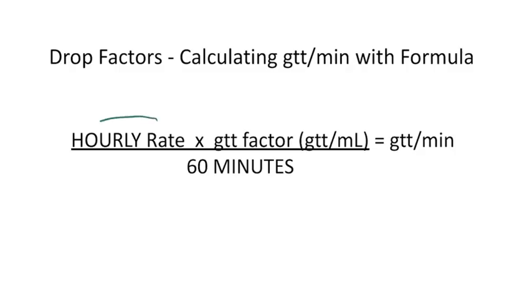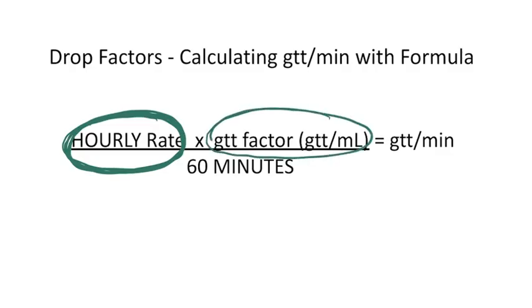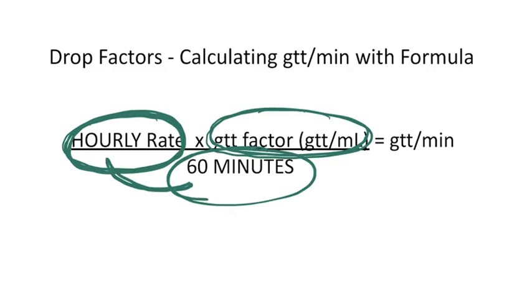Here's the deal. You have to have your hourly rate here, and sometimes you're not given the hourly rate. As I mentioned early on in first semester, sometimes you have multiple problems within a problem, for example, calculating a weight. Sometimes you have to calculate the hourly rate in order to complete this problem. So you calculate the hourly rate, and we're going to add that drop factor number in. Remember, that's the number given to you by the manufacturer on your IV tubing, 15, 20, 30, or 60, and we're going to divide that by 60 minutes because we have our hourly rate divided by 60 minutes. That's going to give us our drop factor per minute.